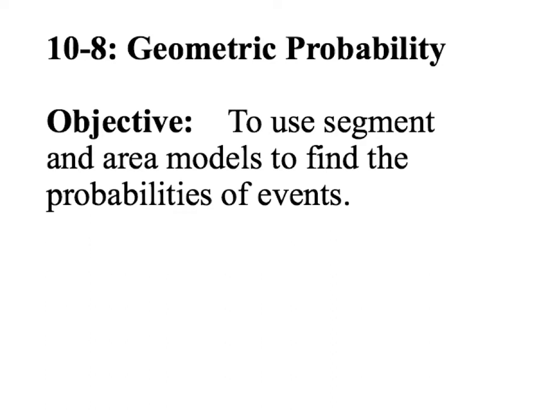Geometric probability. Anytime we're talking about probability, we always have total on bottom with intended outcome on top. And this should never be over 100%. You can have 100%, but it should never be over 100%. Let's get into it.